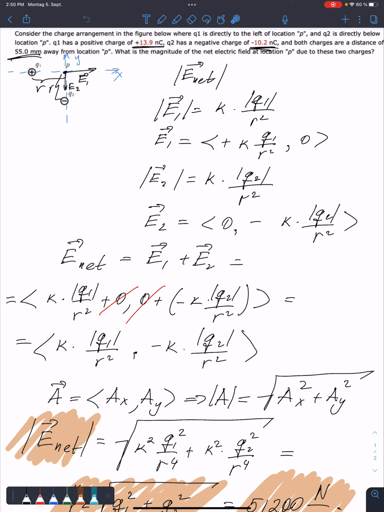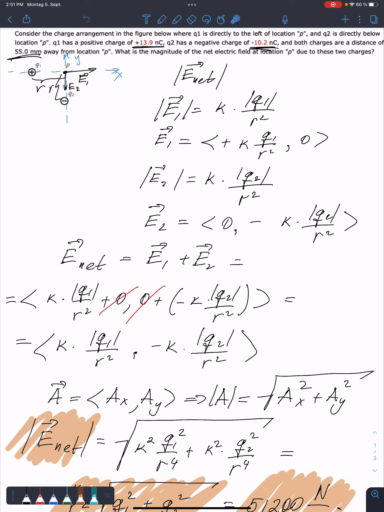First of all, I will look at this diagram and denote the distance between the charge Q1 and the point P by R. This is the same distance as between Q2 and the point P. So I will denote it just by R to simplify things. I need to find the magnitude of the net electric field at the location P. To find this, I will first find the electric field due to charge number 1 and due to charge number 2.